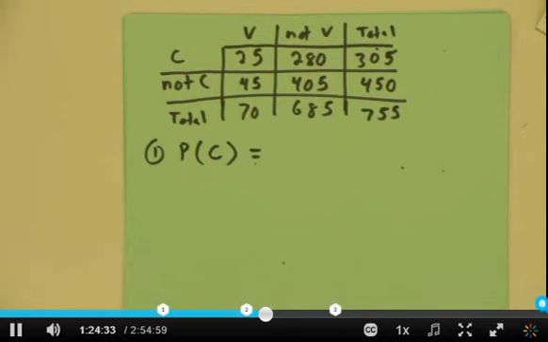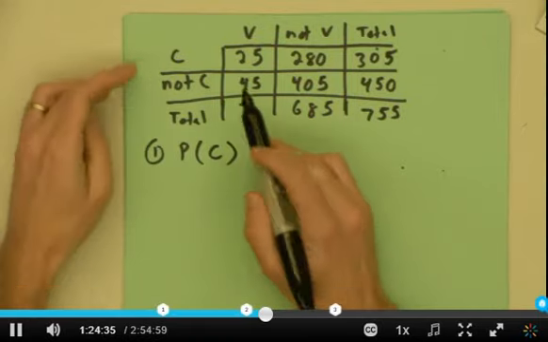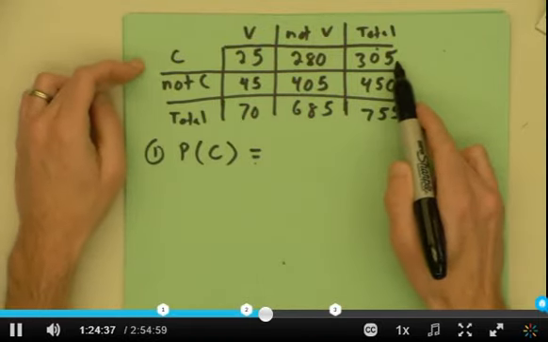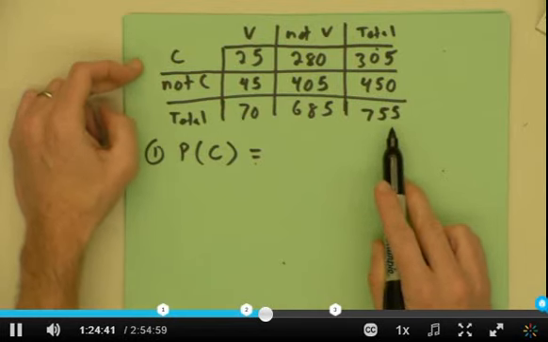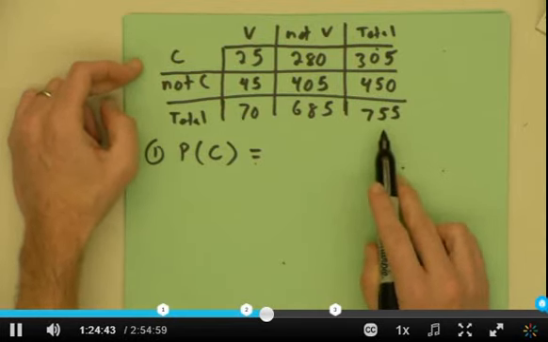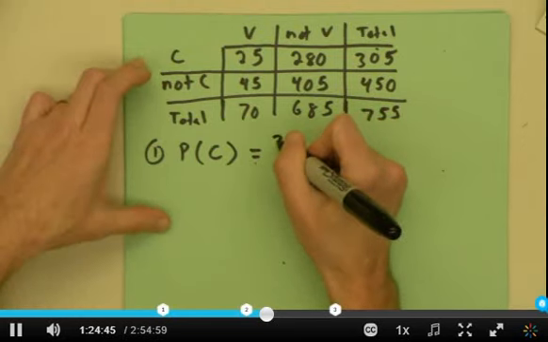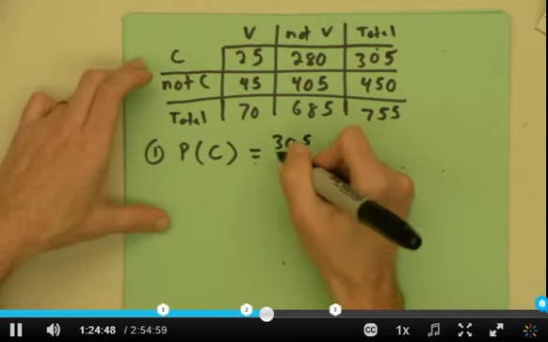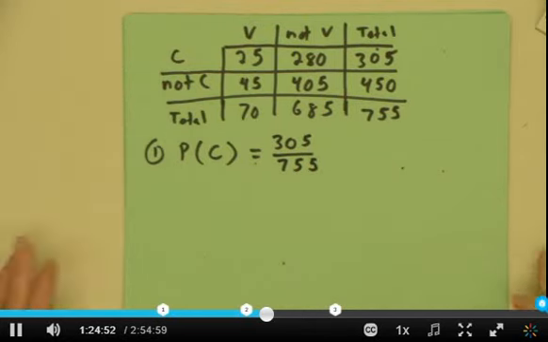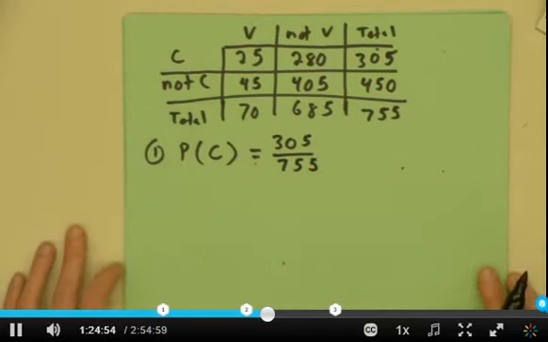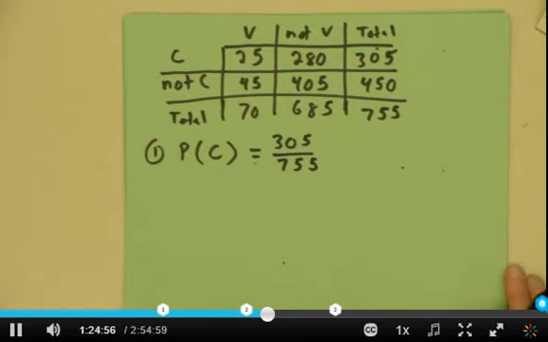Add 25 and 280. Okay, so cell phone users are the 305. And the total number of drivers in this entire collection is 755. So it's 305 out of 755. And I know that can be simplified, but I'm not going to worry about that here. I believe that my open math is okay if you don't simplify those.